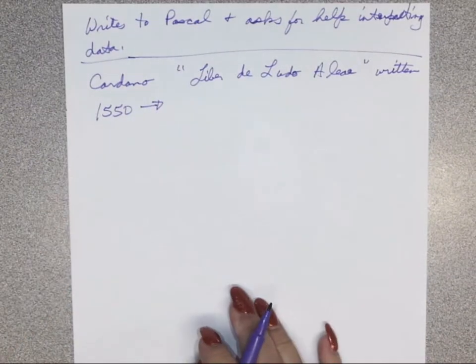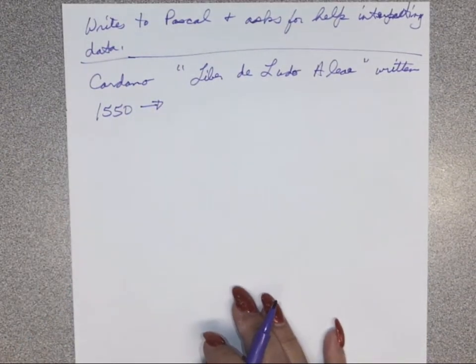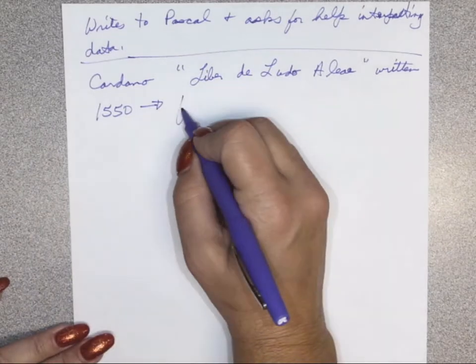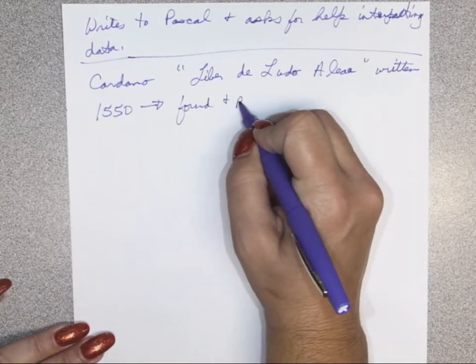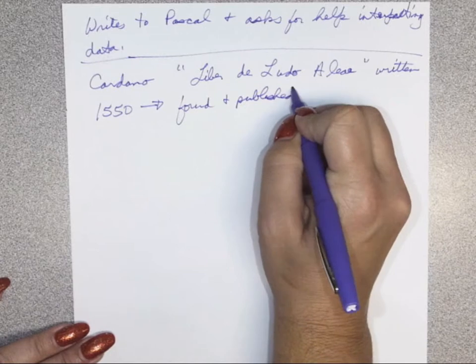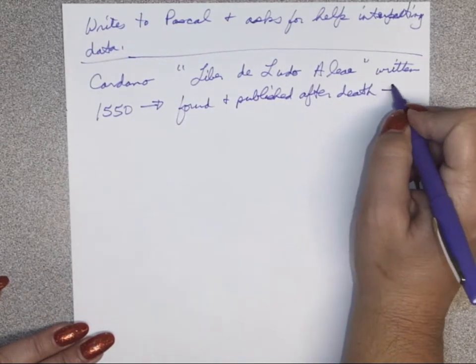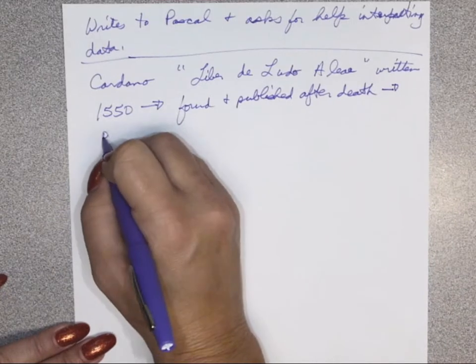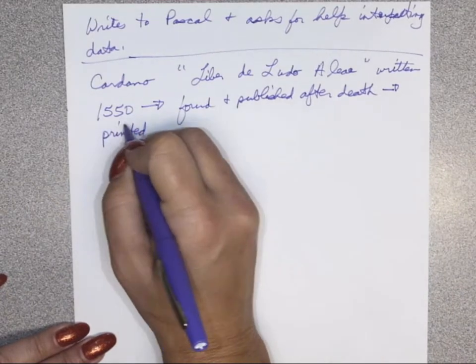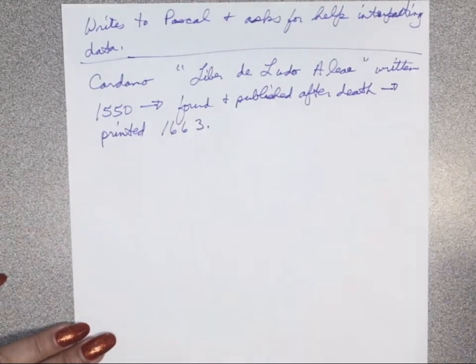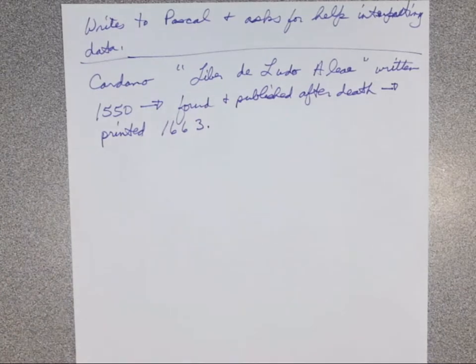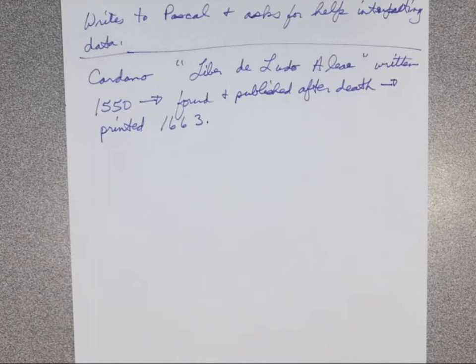But he didn't publish it, and it was actually found after his death. And they published it. I don't know why he didn't publish it. It would be interesting. It wasn't printed until 1663, which is actually after Blaise Pascal's death. So we know that he didn't use any of his stuff.